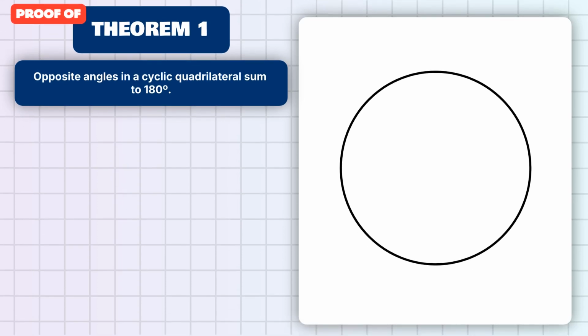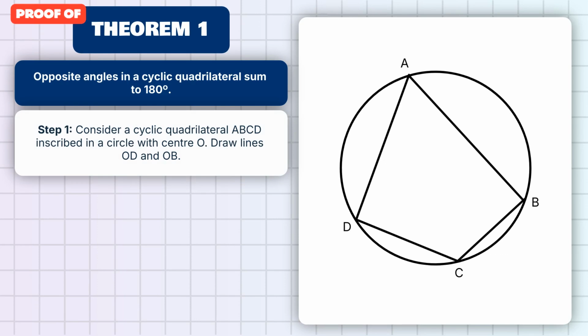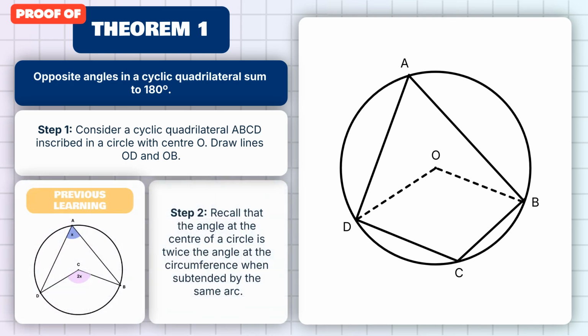Let's walk through the proof of this. First, consider a cyclic quadrilateral ABCD inscribed in a circle with center O. Draw a line from O to D and O to B. Second, recall one of the angle properties we've covered before. The angle at the center of a circle is twice the angle at the circumference when subtended by the same arc.